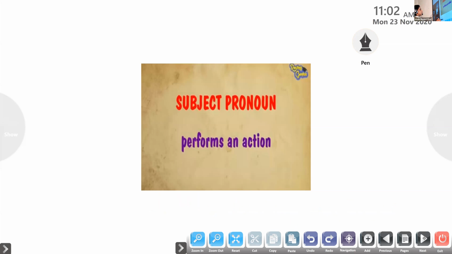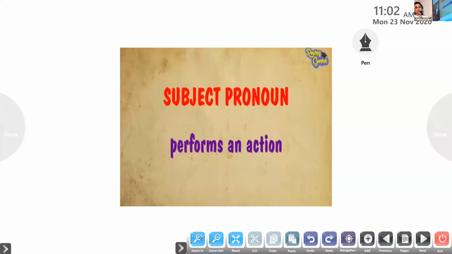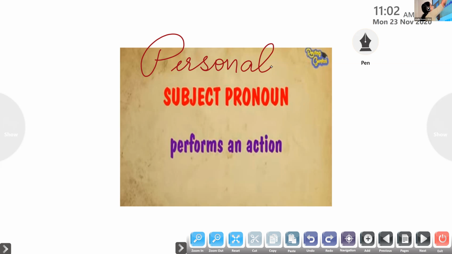Then we'll move on to the other kind of pronoun which we have talked about, the personal pronoun. Under the personal pronoun, are all of you listening, Emmanuel? Personal pronouns are categorized into subject pronoun and object pronoun.